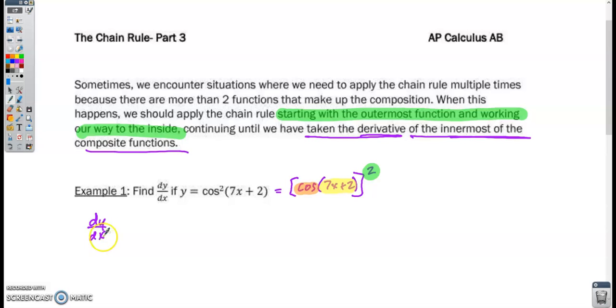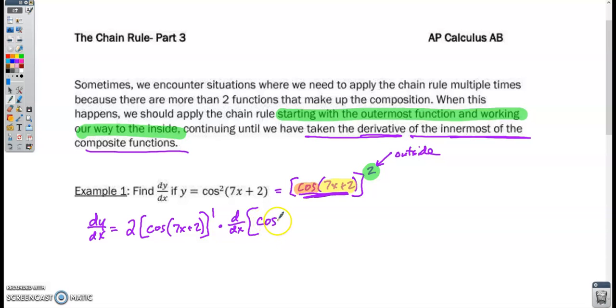dy dx, we're going to take the derivative of the outside, leaving the inside the same. And in this context, we're talking about the 2 as our outside, and our inside is the cosine of the quantity 7x plus 2. So the derivative of the outside, leaving the inside the same, times the derivative of the inside. And now we're going to continue on. And we still have this 2 cosine of 7x plus 2. I'm going to get rid of the brackets and the raised to the first power.